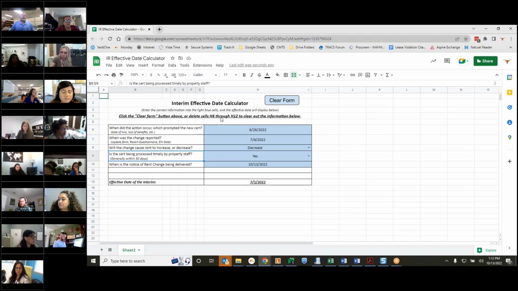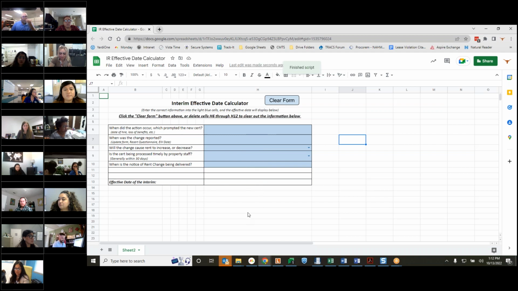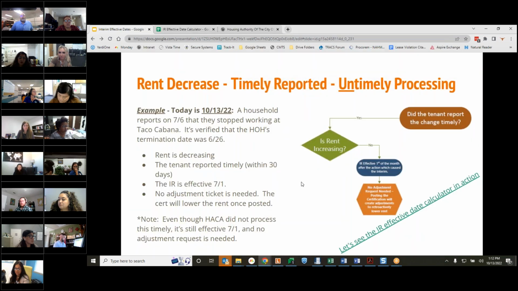Any questions on this interim effective date calculator? Cool. This is one Google Sheet that everybody has access to. So in the off chance that anyone is in there with someone else, and you should be able to see their icon up here at the top right, just wait for them to finish and hop out. You can use this clear form button, which will then just clear everything out and give you a nice new sheet to start with. All right, let's keep going with some more examples.